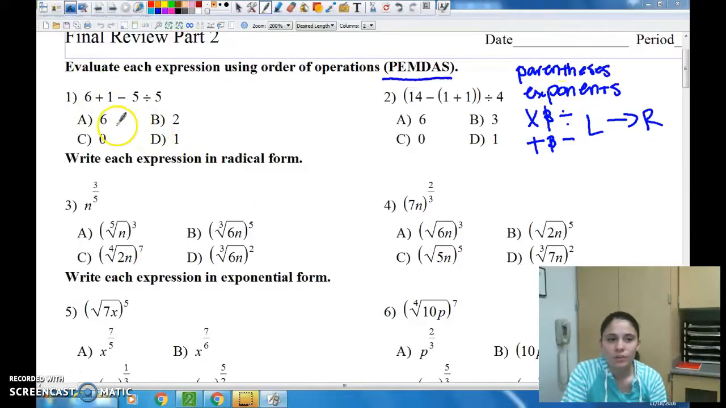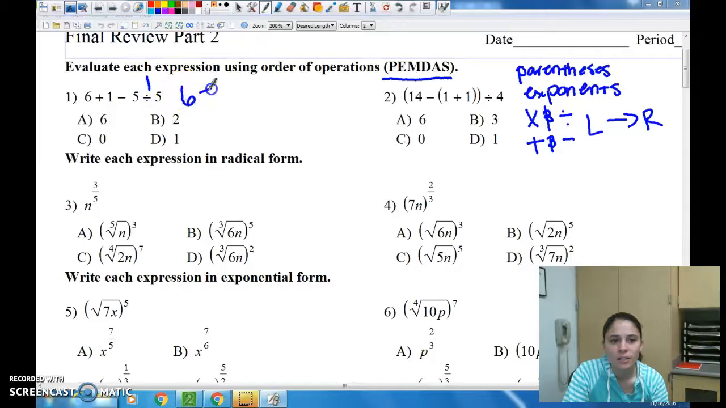So we're going to start over here on number 1, and I'm just going to go through the order of operations. So I start with parentheses, and there's no parentheses, so I'll skip to the next thing, which is exponents, and there's no exponents. So then I have multiplication and division from left to right. But if I look at this, there is no multiplication, there's just one thing of division. So the first thing I'm going to do is 5 divided by 5, which is 1.